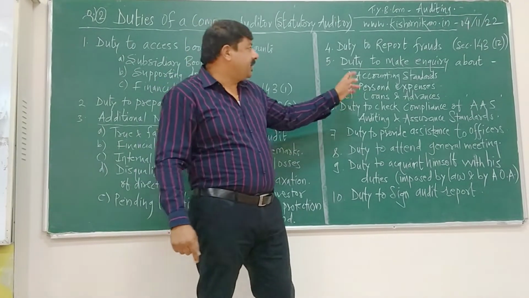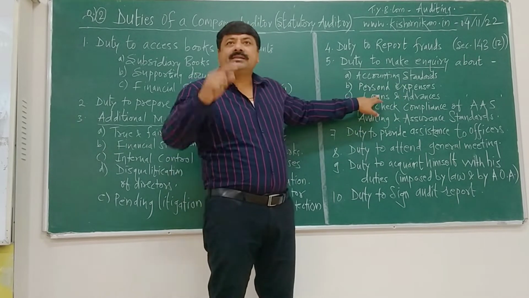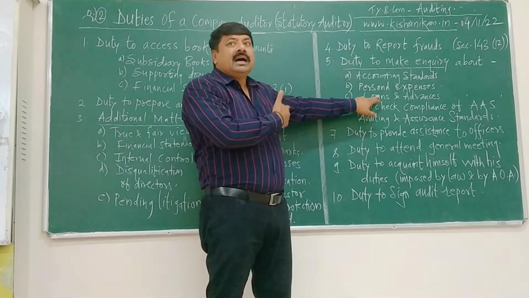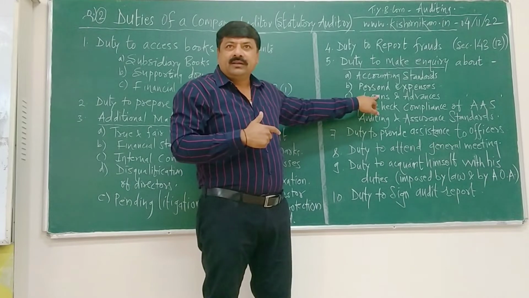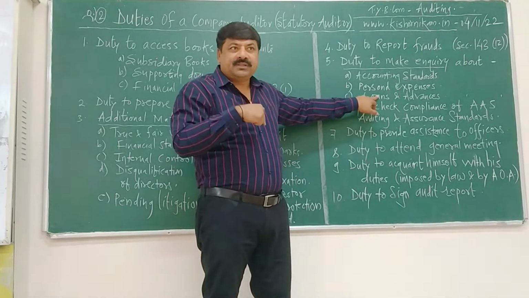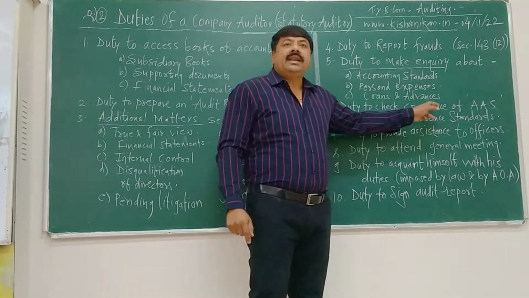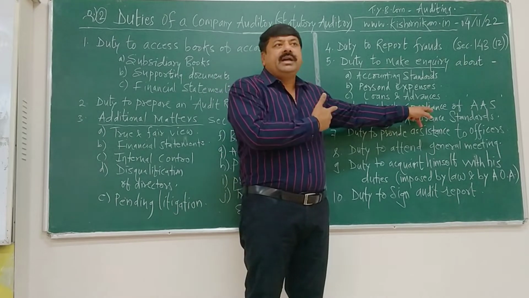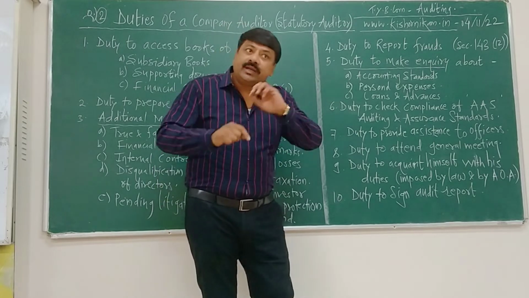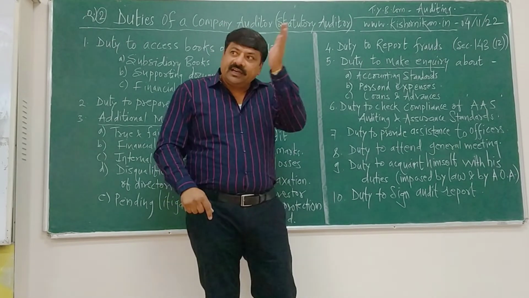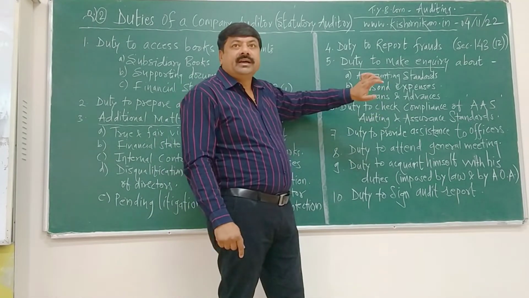Whether the company has followed accounting standards, whichever are applicable, not all. Whether personal expenses of directors are debited to the profit and loss account, whether these are charged to the revenue account. Is that clear? Personal expenses, whether they are being paid from the company's account. Very important duty. Loans and advances given, documentation relating to it, loans to others, outsiders. Loans to directors, documentation relating to it, repayment recorded by the company. This is what is important here.